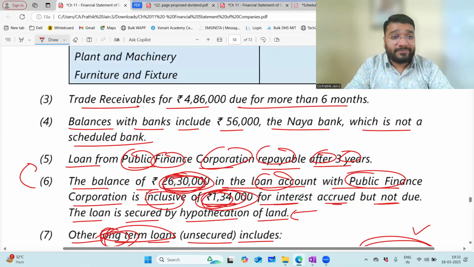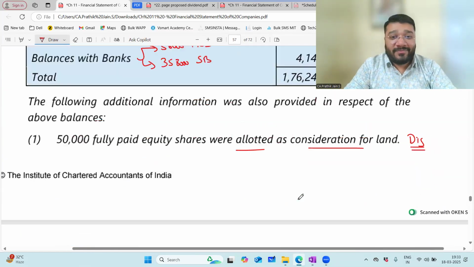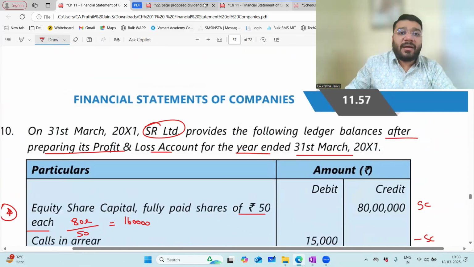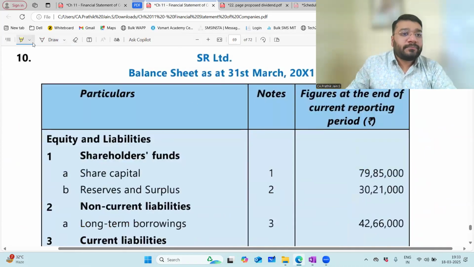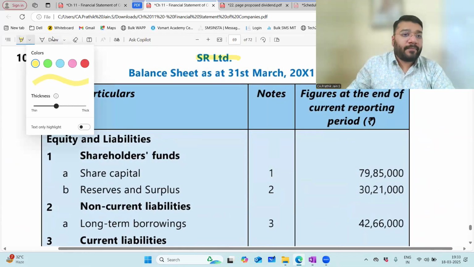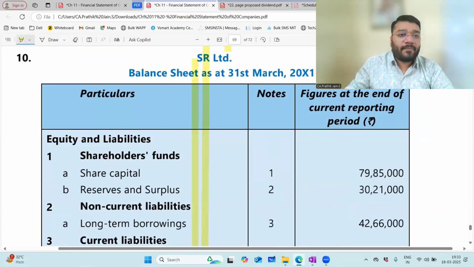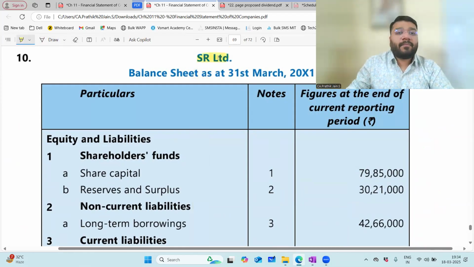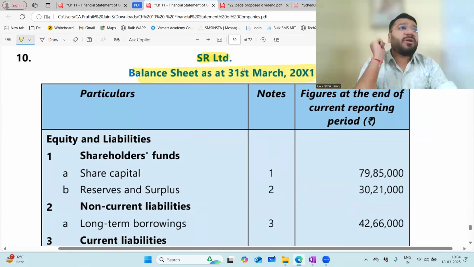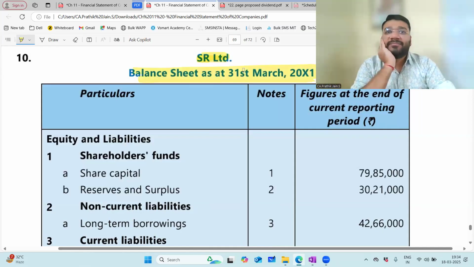Thank you so much. Can I start? So please add heading SR Limited. SR Limited. Heading. Next heading will be balance sheet as at 31st March 2001. I am lucky, you are not lucky. You have to write it. I can do this painting work.